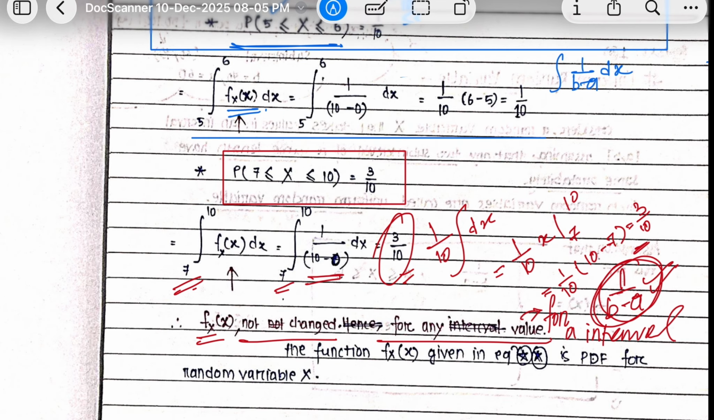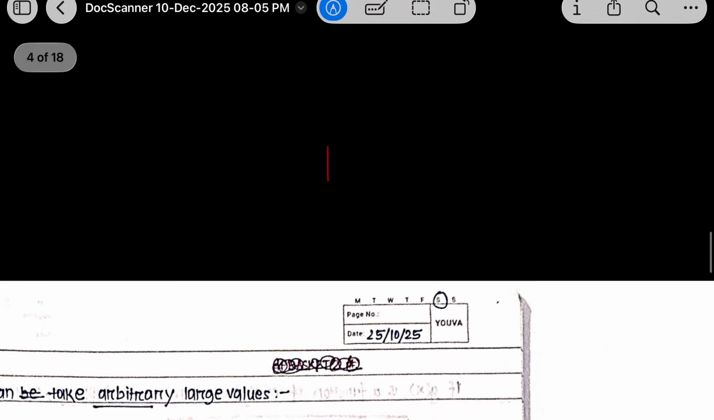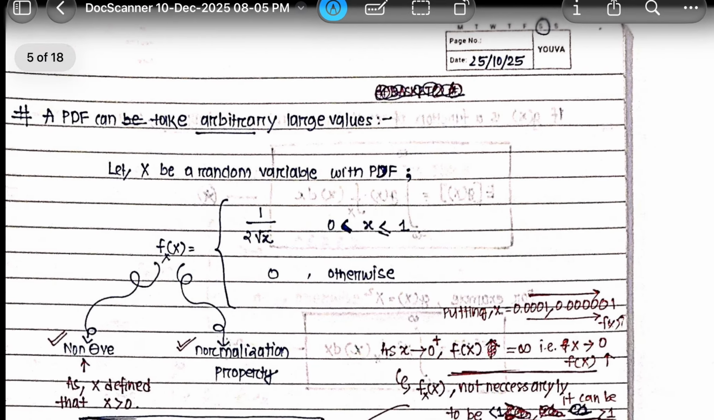Okay. So moving on to the next topic, our next topic is that a PDF can take an arbitrarily large value. So we will now discuss this one. A PDF can take arbitrarily large values.